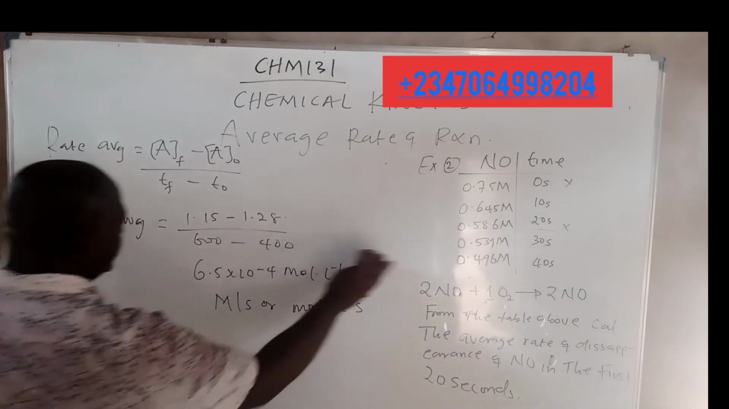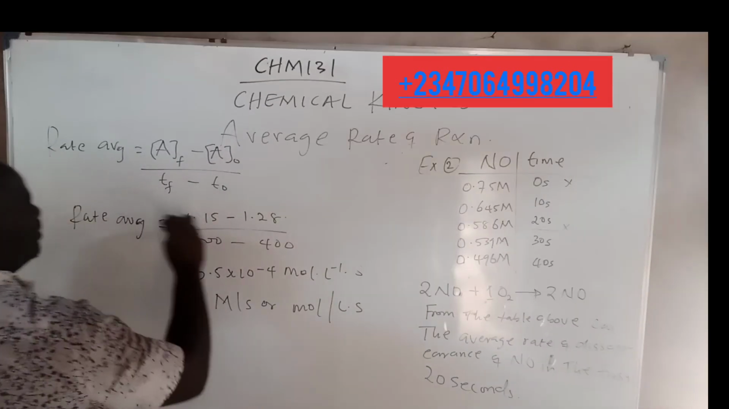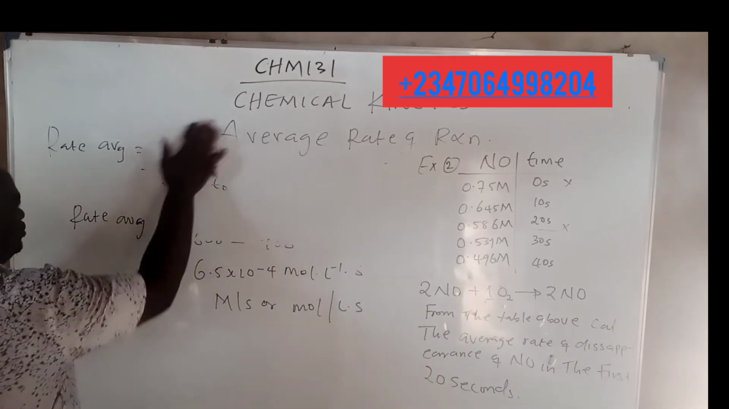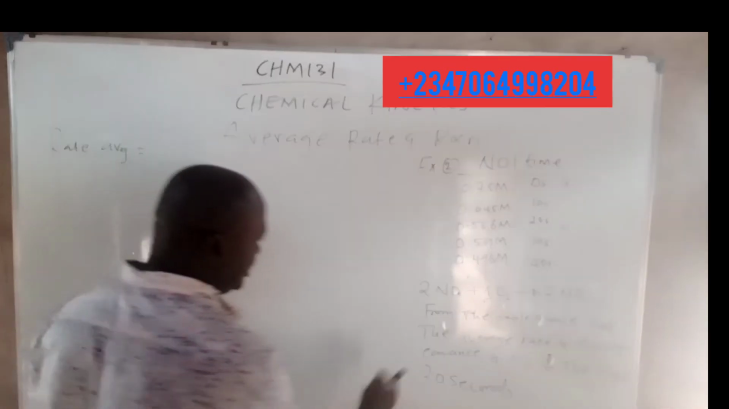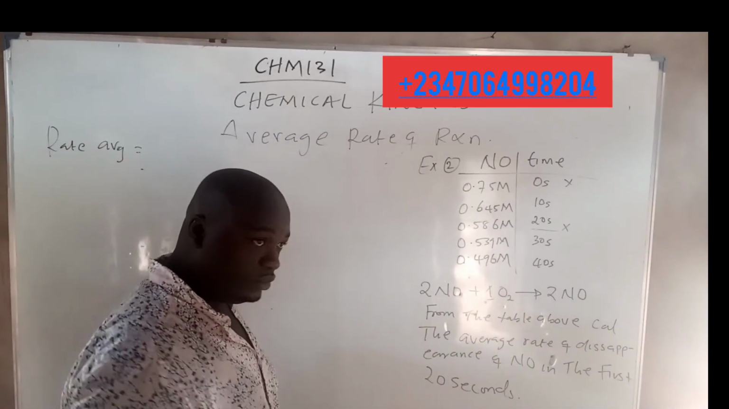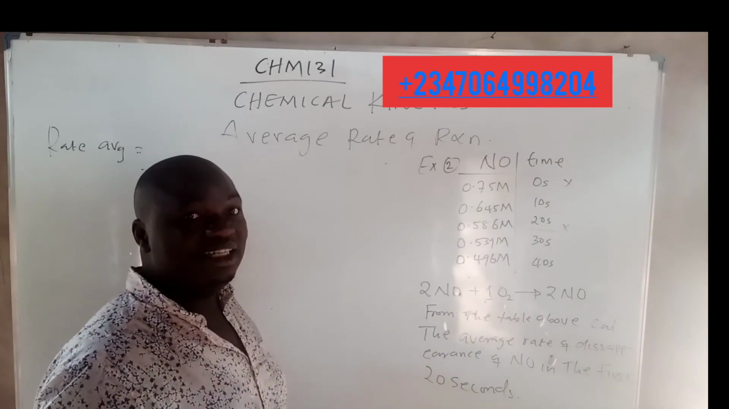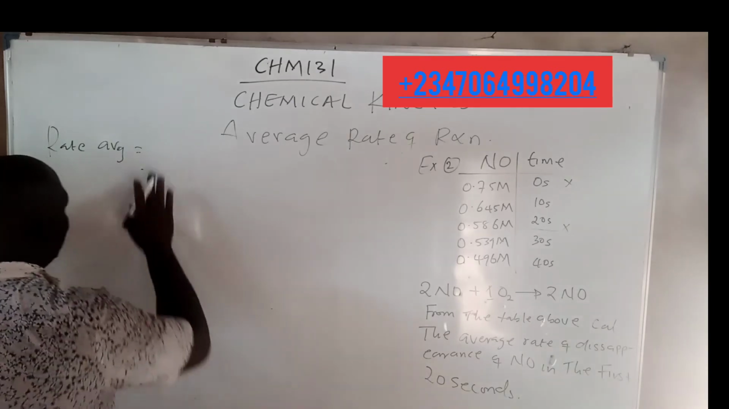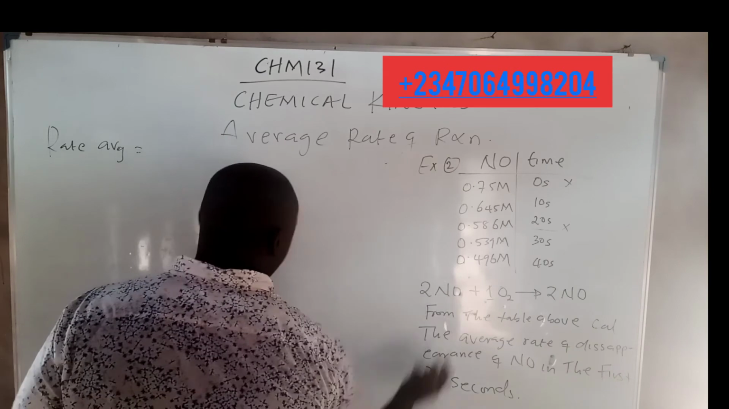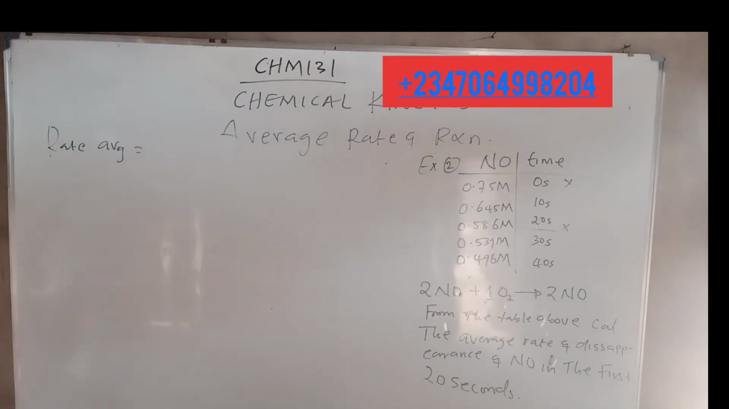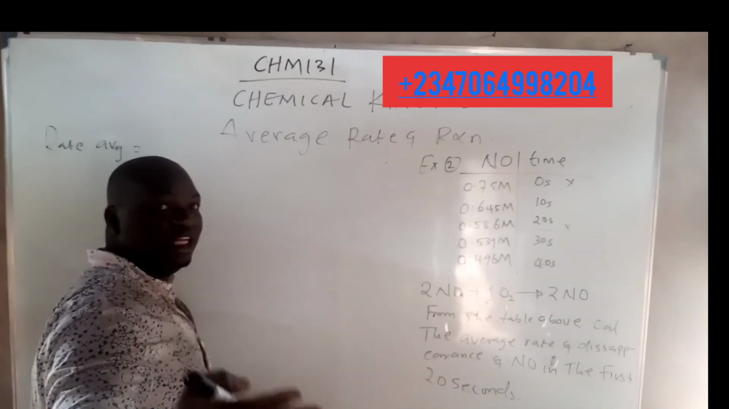So, of course, we're writing the average rate of NO. Remember from the equation that our NO is at the reactant side, and so that means that it is disappearing, it is decreasing. So the average rate, of course, should be negative. From your answer, you should know that your answer must contain a negative.